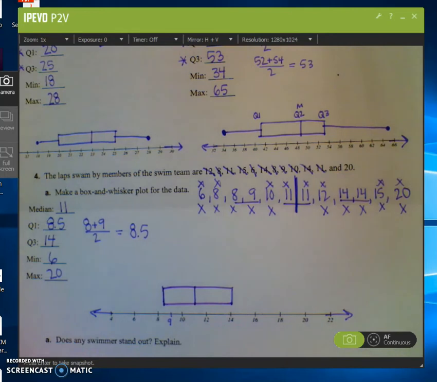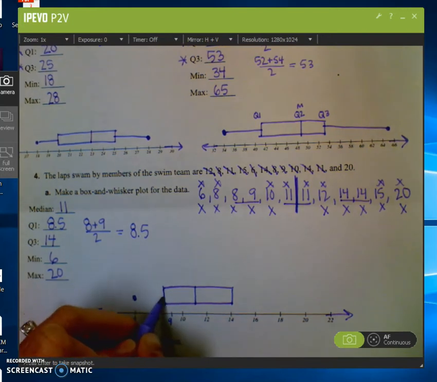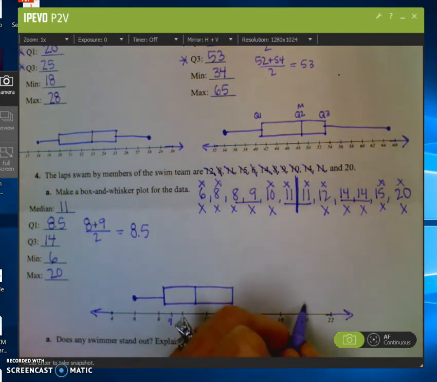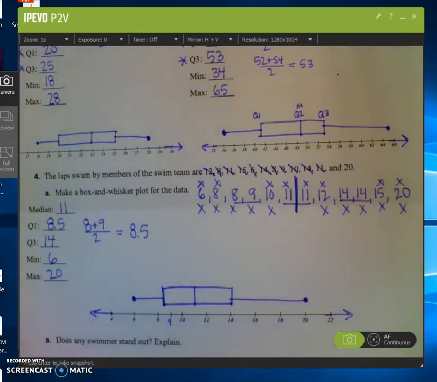The 3 of those make my box, so you can see again I've got my box here. And then my minimum is 6. I put a dot with a whisker there. And my maximum is 20. I put a dot with my whisker here.